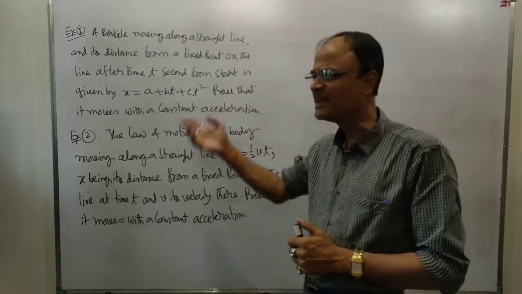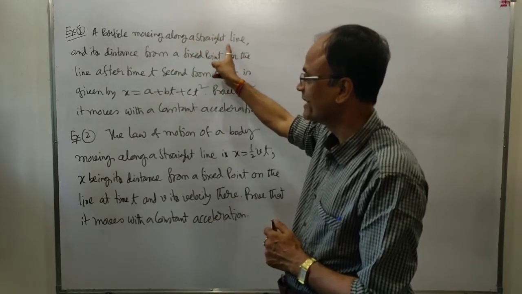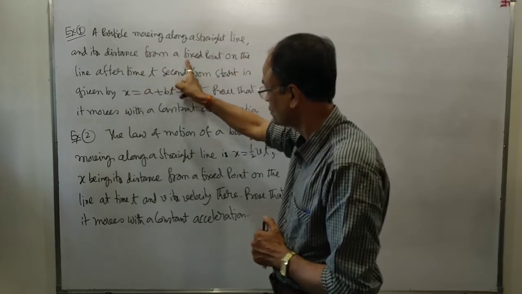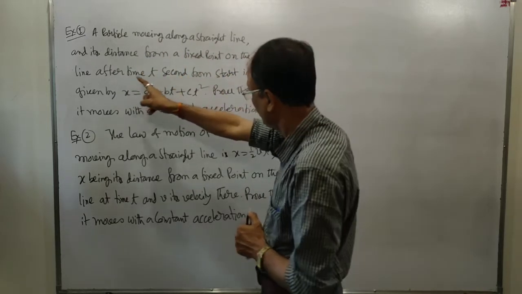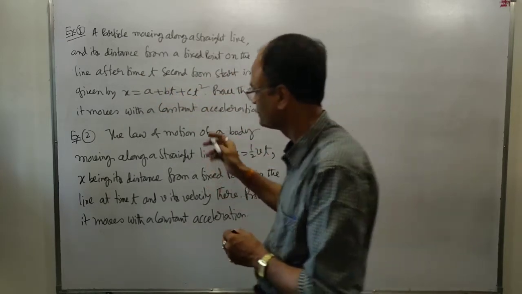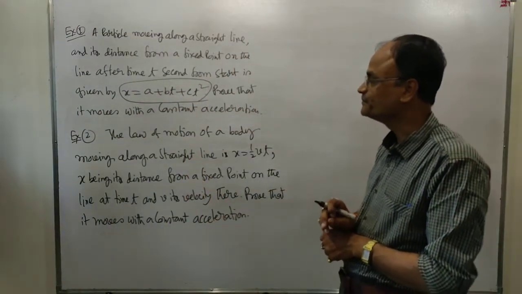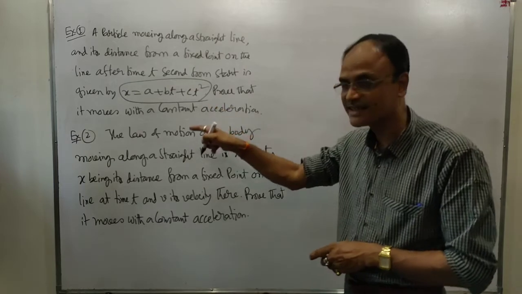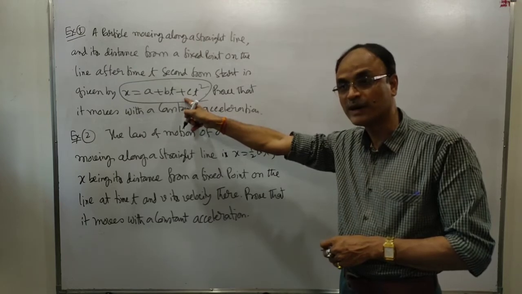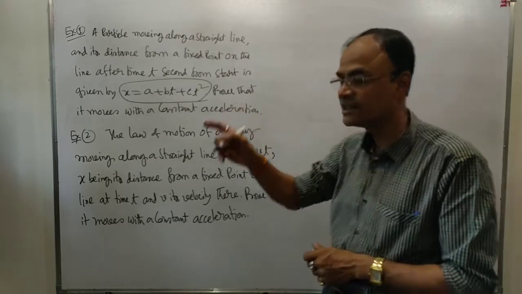Let us try to solve this. It's a very, very simple problem. A particle moves along a straight line, number one. A particle moves along a straight line and its distance from a fixed point on the line after t seconds from start is given by this. This is the condition, the relation between distance and time. It moves with constant acceleration. You have to find the acceleration and show that the acceleration is constant.